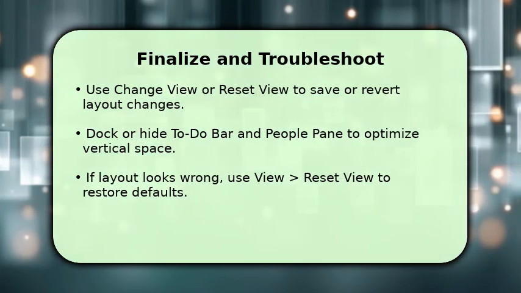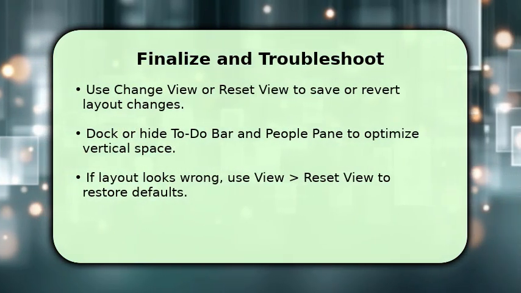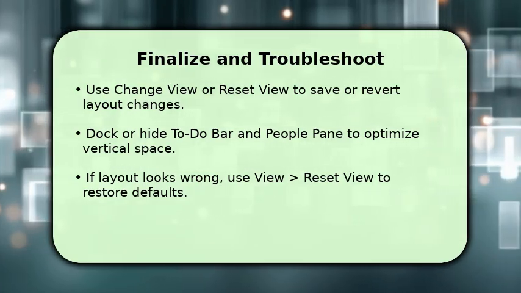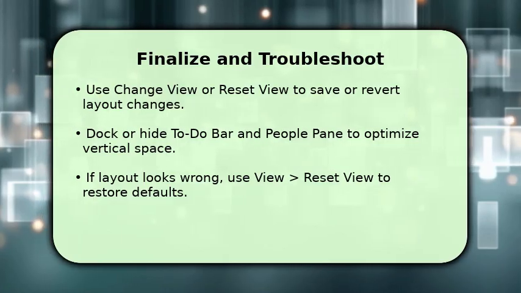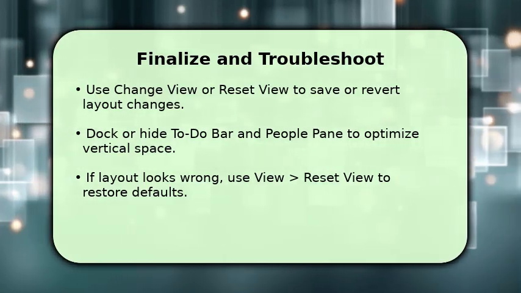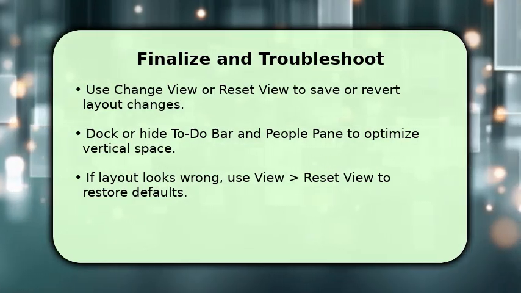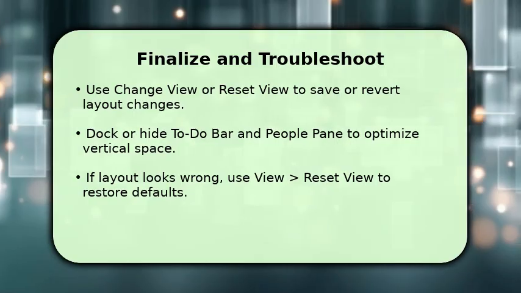To finish, use Change View to pick or save a layout you like and pin that view for reuse. Dock or hide the to-do bar and people pane to reclaim vertical space and make the message list clearer. Once done, resize columns and panes for final tactile adjustments so everything fits without scrolling.